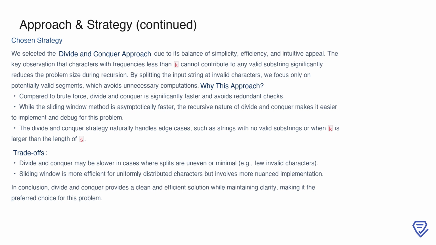That said, divide and conquer can be slower in cases where the splits result in minimal reduction, while sliding window may perform better for strings with uniformly distributed characters. Overall, divide and conquer provides a clean, efficient, and straightforward solution, making it the preferred strategy for this problem.